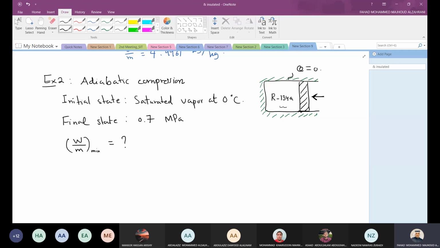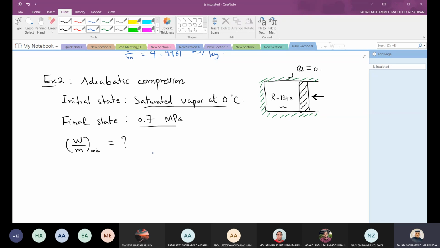Let's go back again. So I have this system. It will require some certain work to go from this initial state to this final state. هذه واضحة؟ Is this clear? So I need to apply work to go from this state to the final state. إيش المشكلة؟ إنه I don't know the properties. يعني let's apply the first law.